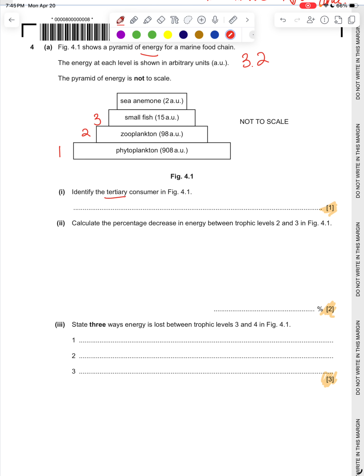We say small fish. You're wrong. This 1, 2, 3, you're labeling trophic levels. So this is trophic level 1, trophic level 2, trophic level 3, trophic level 4. They want the tertiary consumer. They want the third eater. Here we have producer, first eater, second eater, third eater.